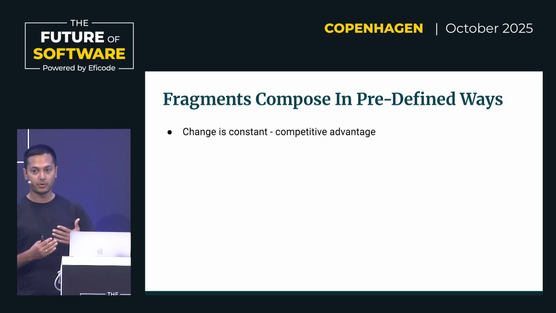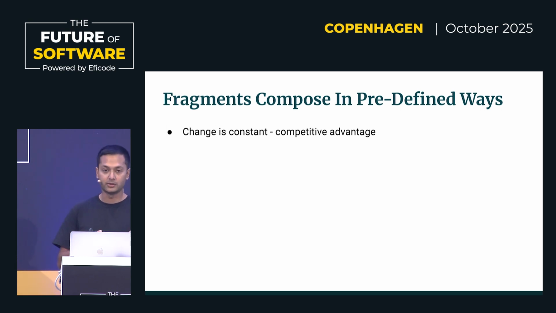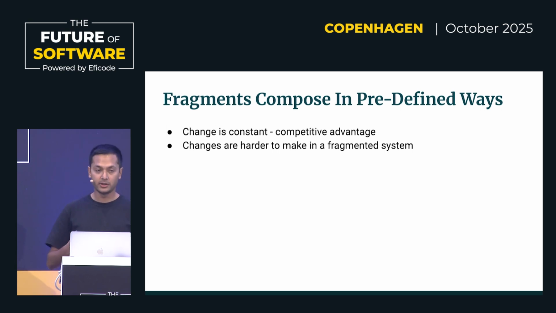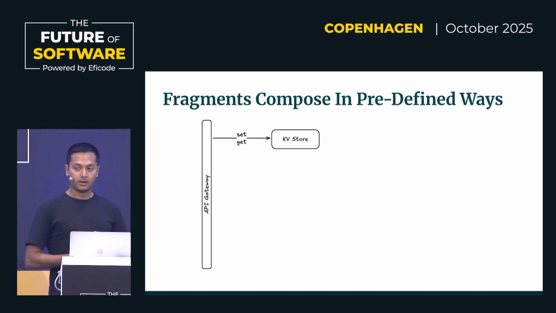We constantly change our products to stay competitive in the market. We have to see what the users really want, what we do not have, and we want to build new features. And this kind of building new features, adapting to change, is harder if we have to deal with a very fragmented system. So take an example. Suppose we are building a key-value store.